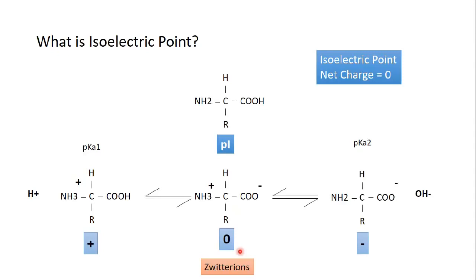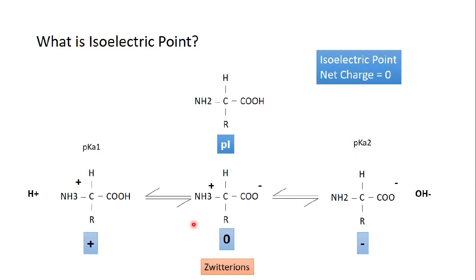So the isoelectric point of a protein, now you know that the protein is a chain of amino acids. When a protein holds a zero charge, it means that half of its amino acids are positively charged and half of its amino acids are negatively charged. Let's say we have a protein of 100 amino acids, then 50 of them will be positively charged and 50 of them will be negatively charged. At this point, the protein will be at its isoelectric point, because it will be holding a zero charge.